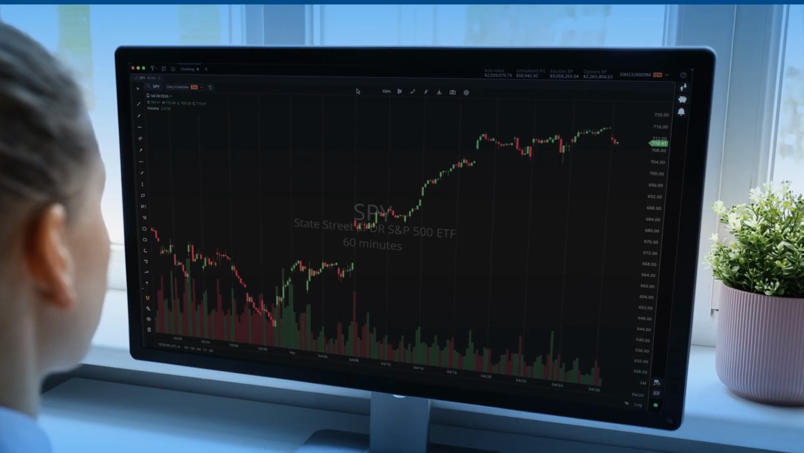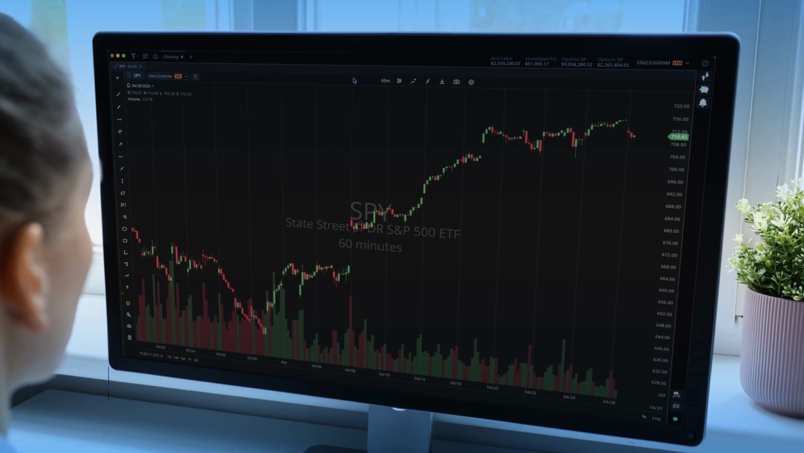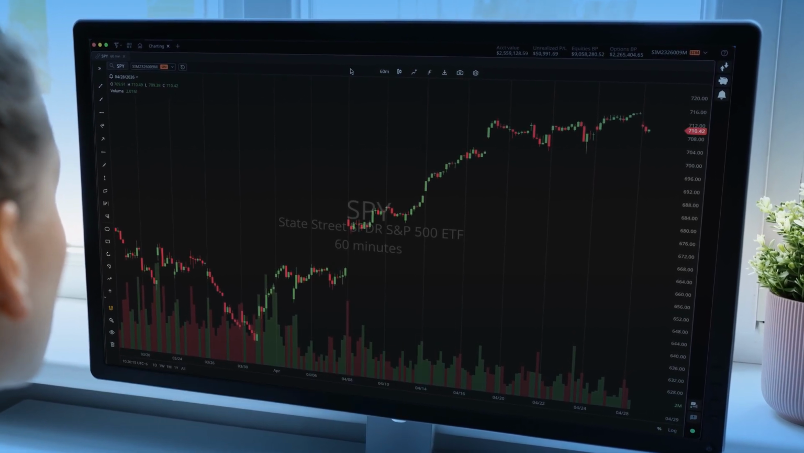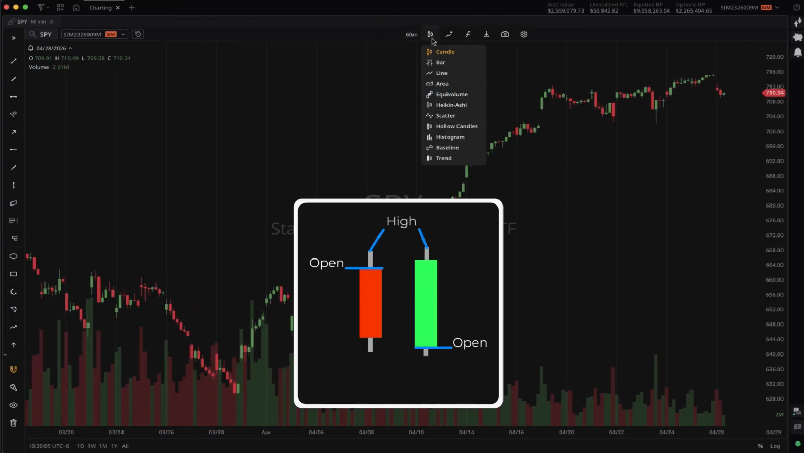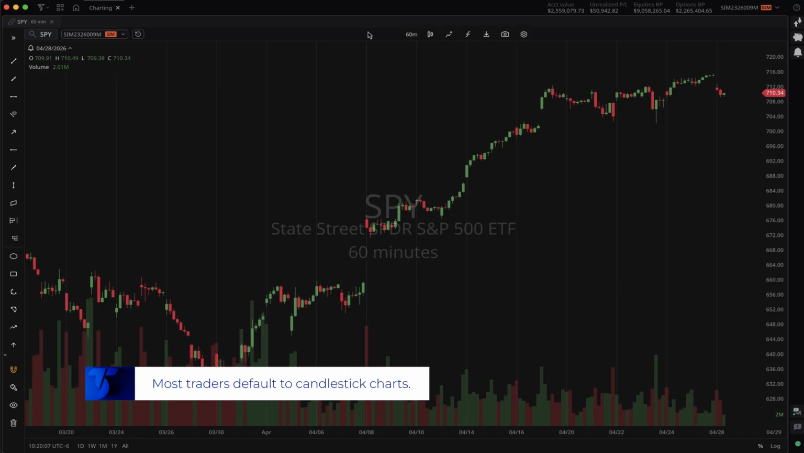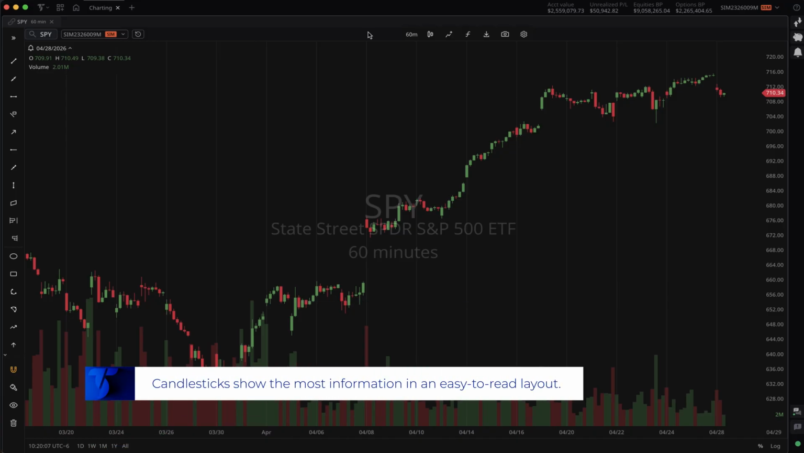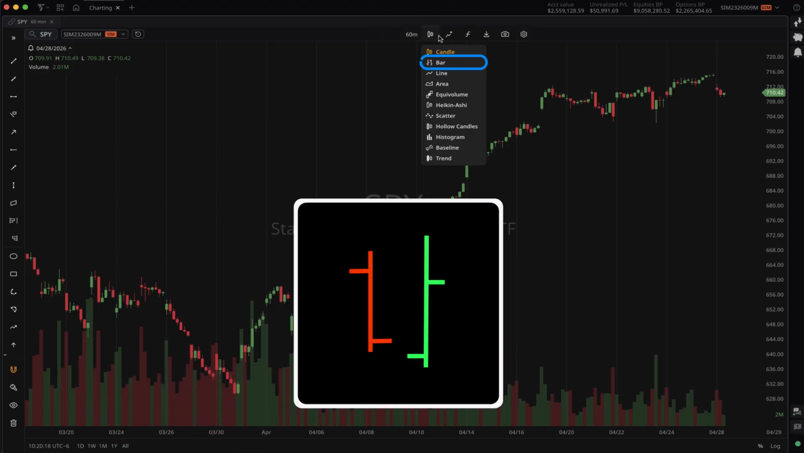Chart type is where a lot of traders just accept the default and move on. That's worth reconsidering because each type shows you price differently, and the right one depends on what you're trying to see. Candlestick is the standard. Open, high, low, close in every bar, with the body and wicks giving you an immediate read on who controlled the session. Most traders use candlesticks as their default, and for good reason, they pack the most information into the most readable format.